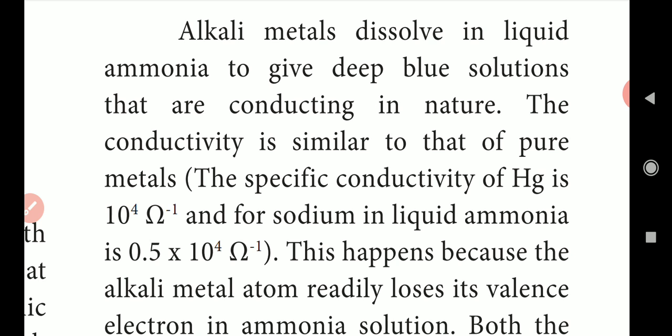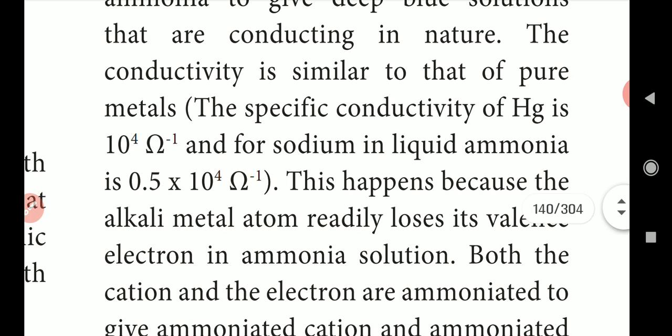This happens because alkali metal atoms readily lose their valence electrons. All the alkali metals readily lose the electron from the outermost valence orbital, giving electrons in the ammonia solution. Why does it have a high specific conductivity? Because the alkali metal atom readily loses its valence electron in the ammonia solution.